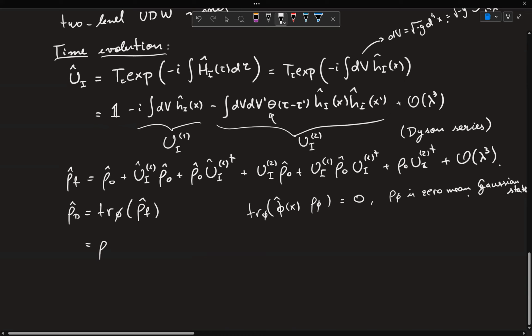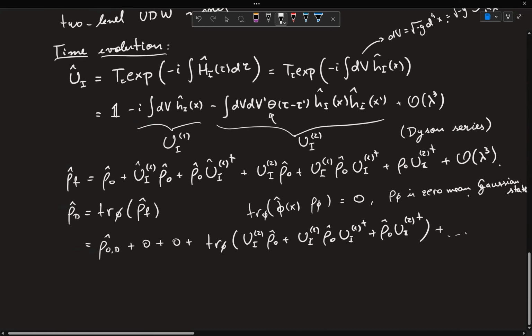So in this case, we're going to get rid of the 0th order terms, and then this rho 0 is just going to give the initial state of the detector. We're going to get 0 from the two first order terms here. And what we're actually going to have to compute will be the trace over phi of the UI2 rho 0 plus UI1 rho 0 UI1 dagger plus the rho 0 UI2 dagger. And these are the terms we're going to be interested in.